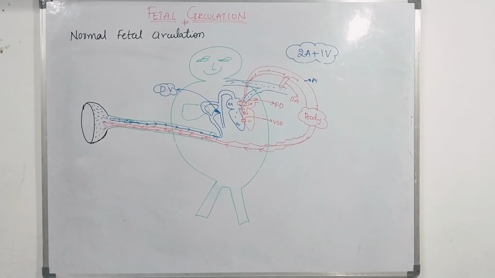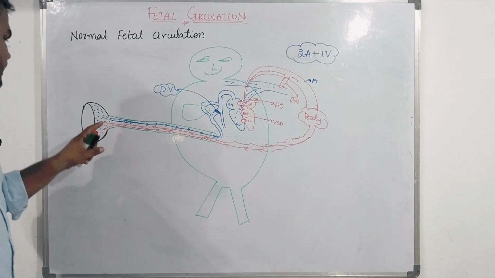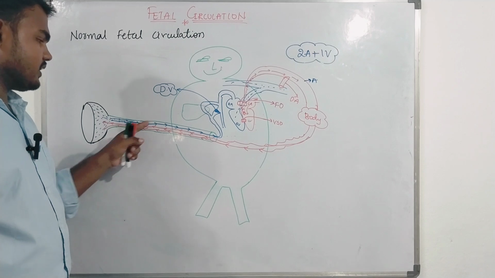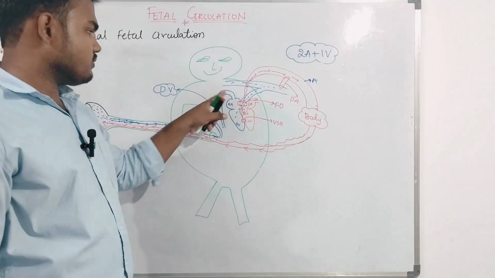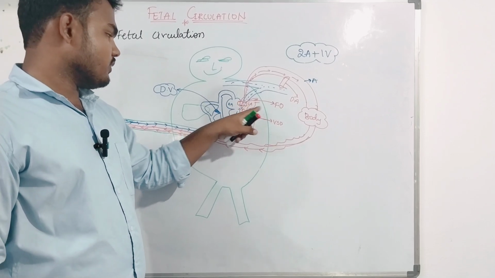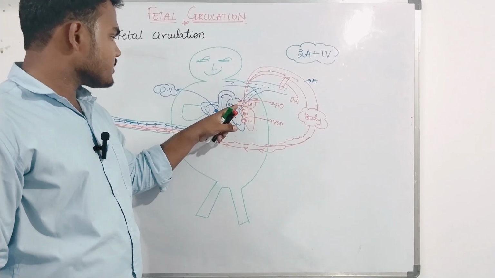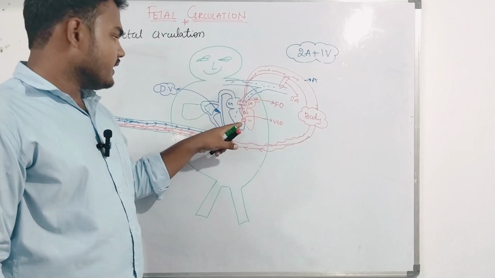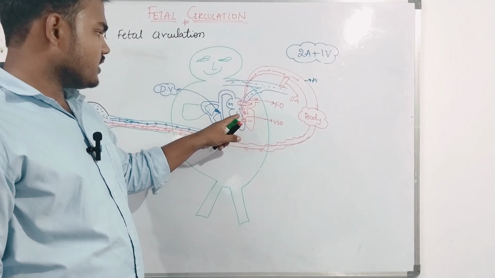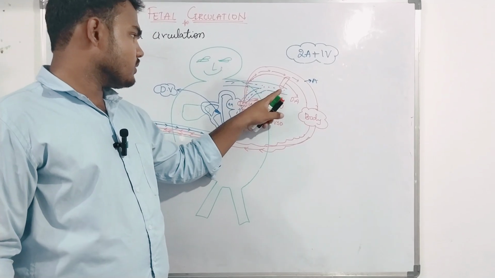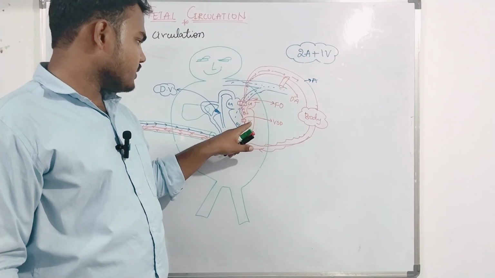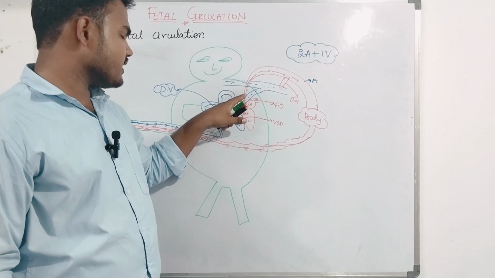See this. Once again we will recap. The blood which comes from the placenta through the umbilical vein goes to the inferior vena cava. From the inferior vena cava to the right atrium, and most of the blood crosses the foramen ovale leading to the left atrium. A small amount of blood comes into the right ventricle, and the blood present goes to the pulmonary artery, and from the pulmonary artery it is taken up by the aorta through the ductus arteriosus.